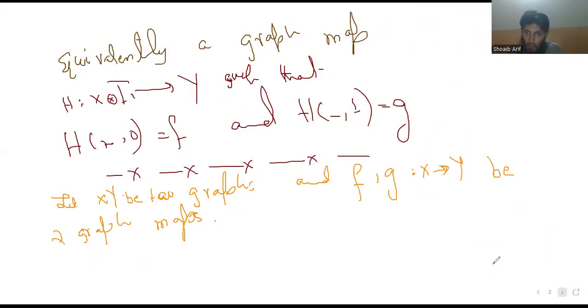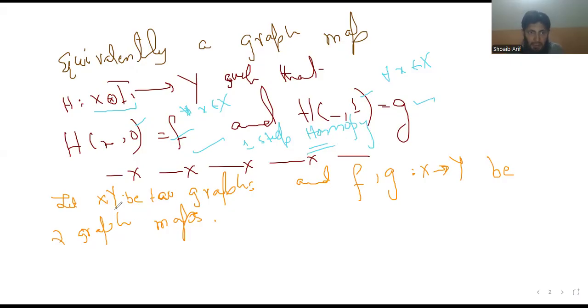Or equivalently, a graph map from X box product with I1 to Y, such that if we substitute 0 in the place of t for all x belonging to X, we get f. And if we substitute t equal to 1 for all x belonging to X, we get g. Okay, so this is the one-step homotopy definition. We can say one-step homotopy.